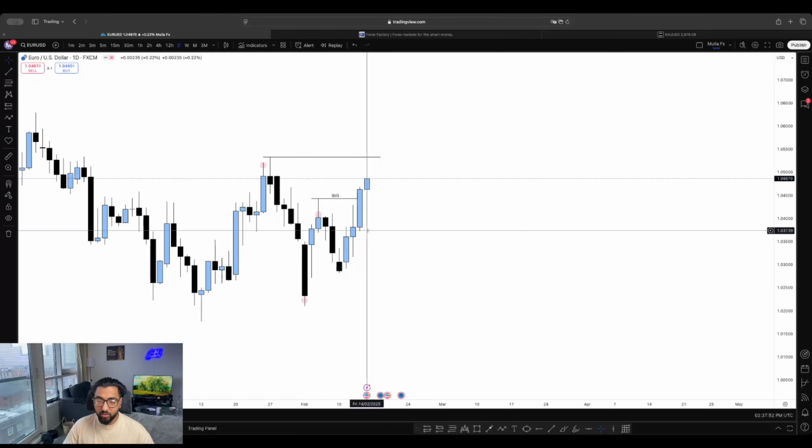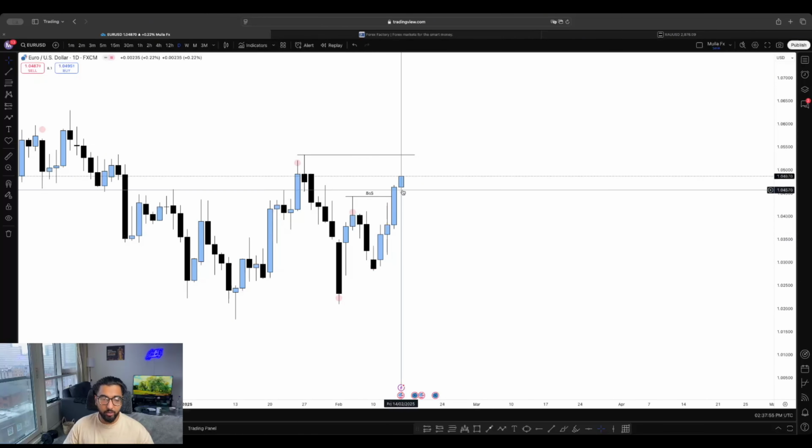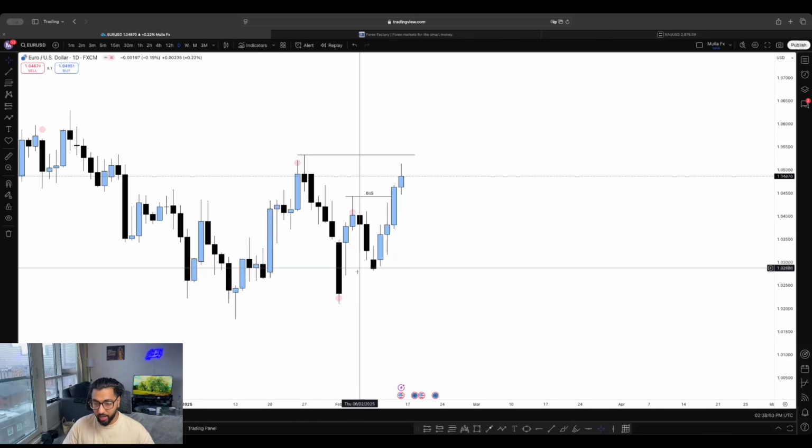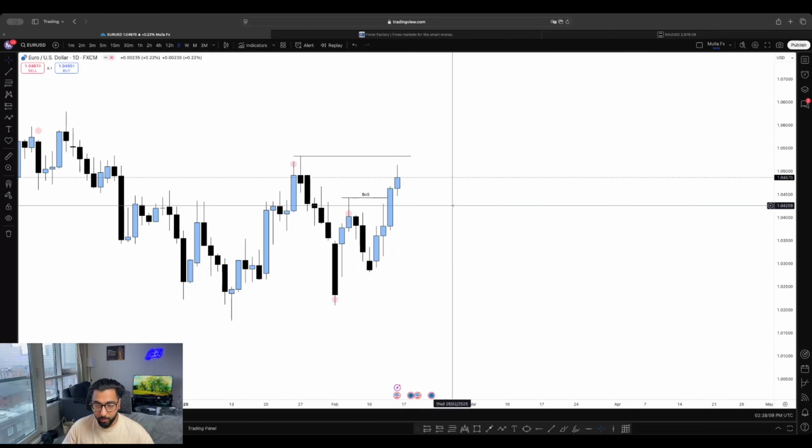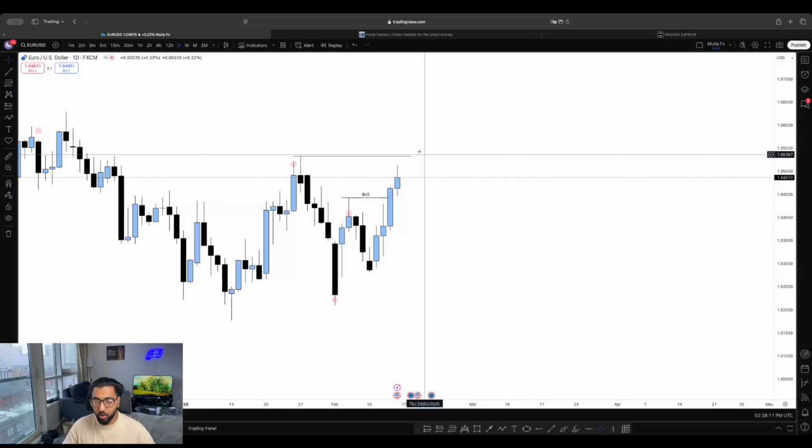But the clearest signal that we have within this market right here, which is Euro USD on the daily time frame, is we had a break of structure, body above. We created market structure, which is a high, low, lower high, higher high. That is very important. And we had a big, massive impulse to the upside. So most likely we are targeting these highs right here.